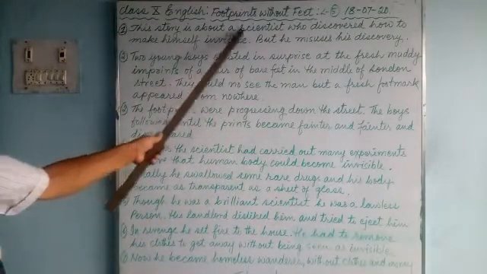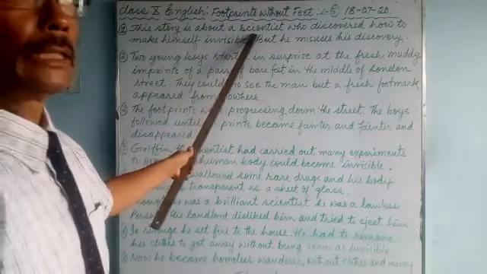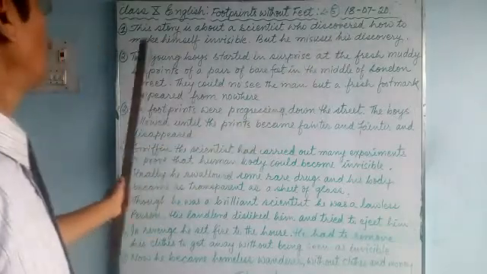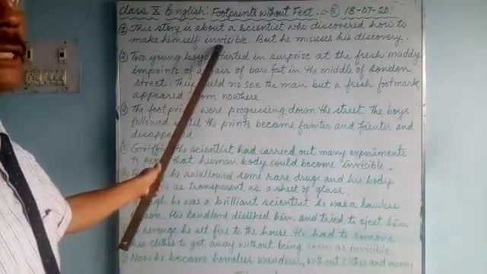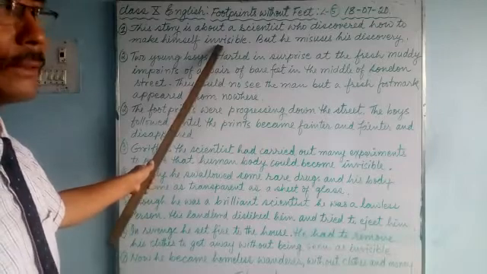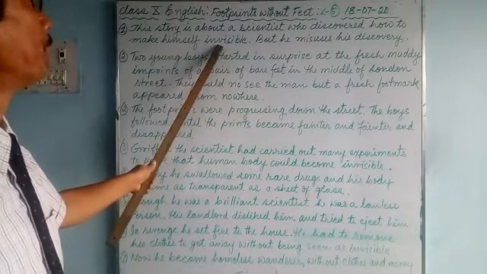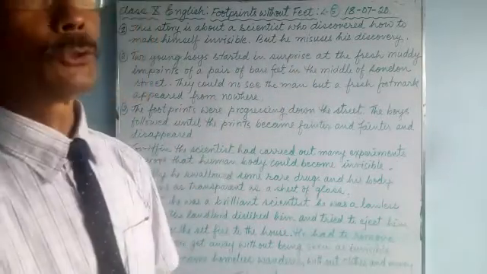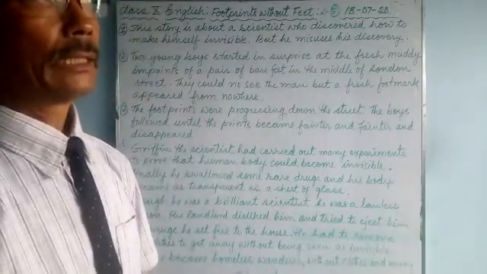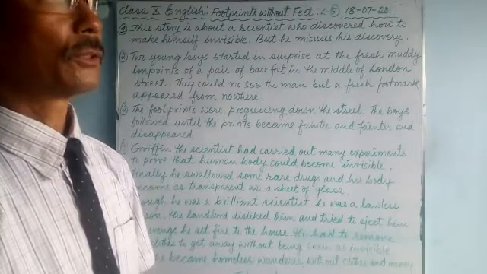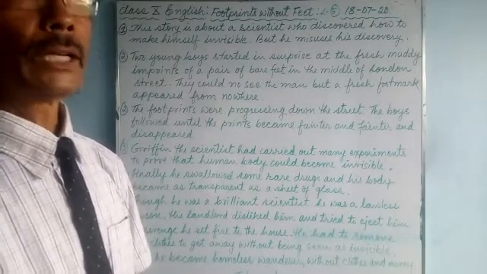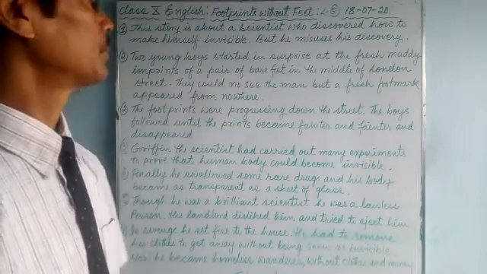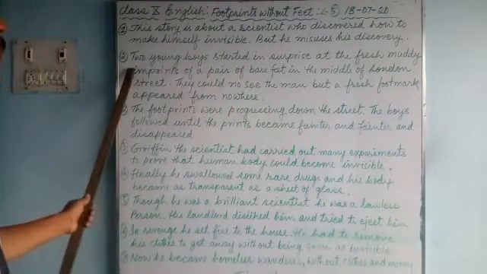This story is about a scientist. His name is Griffin, who discovered how to make himself invisible. Invisible means disappear, so that people cannot see him. But he misuses his discovery. He puts it to wrong use, or he uses it for his self-interest, you can say.